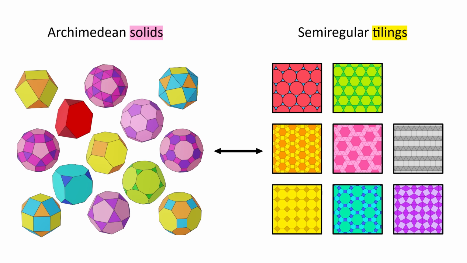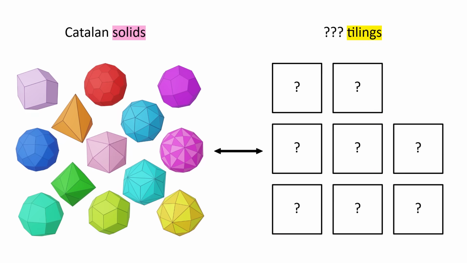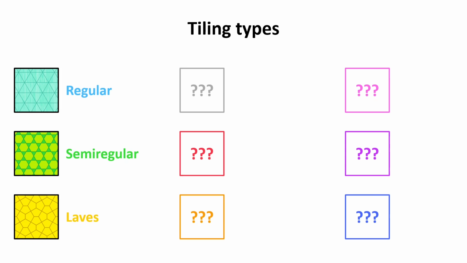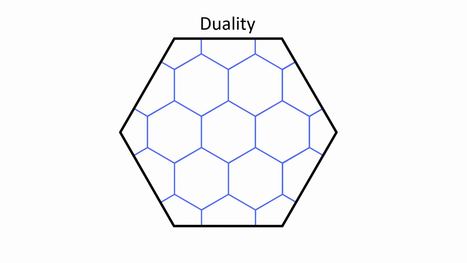But if these are the Archimedeans, then where are the Catalans? Well, their equivalents actually have a special name. They're called the Laves tilings and are the next main category. To find them, we need to introduce the idea of duality. Every tiling has a dual tiling, which can be found by following the following process.